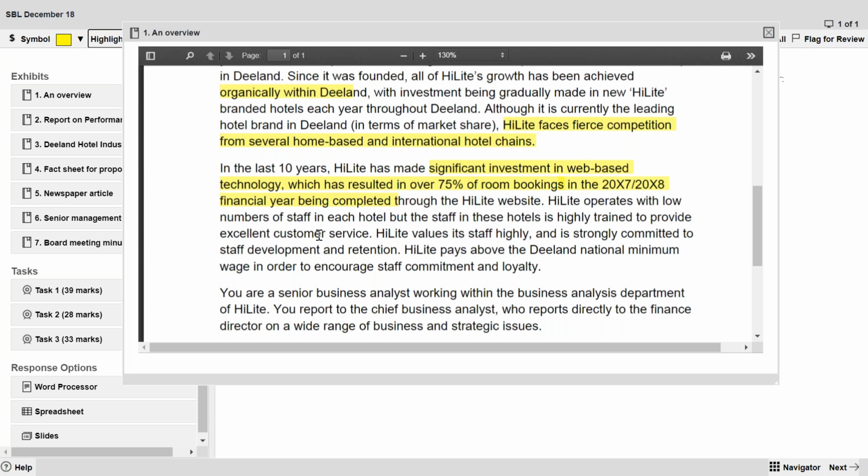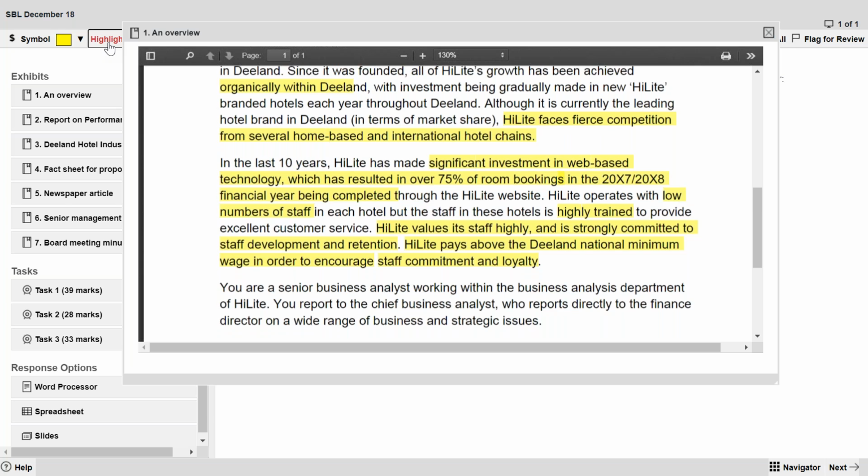Highlight operates with low number of staff in each hotel, but the staff in these hotels are highly trained to provide excellent customer service. So low number of staff, highly trained. Highlight values its staff highly and is strongly committed to staff development and retention. Highlight pay above the DLand national minimum wage in order to encourage staff commitment and loyalties. These are important information, and because we have not read all the requirements thoroughly, I know this is gonna use in social and environmental points, but not in SFA.